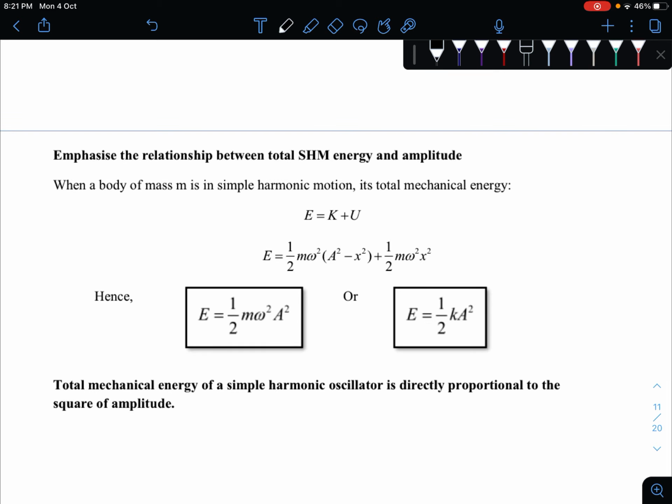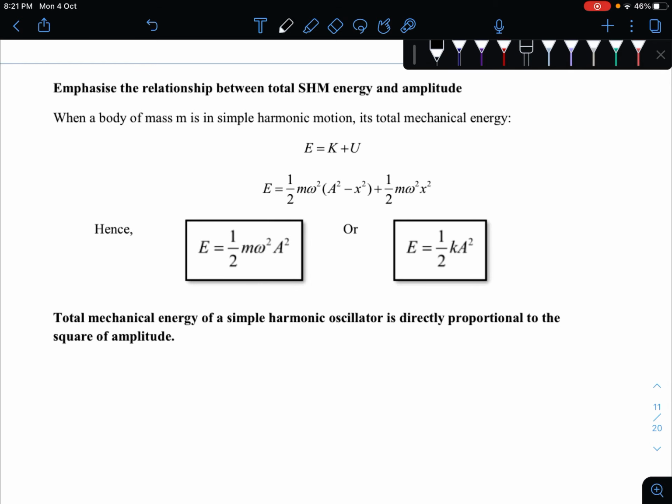Alright. Okay, next, this is another subtopic, which is to emphasize the relationship between the total simple harmonic motion energy and the amplitude. When a body of mass m is in simple harmonic motion, its total mechanical energy E is K plus U. K here is kinetic energy, U here is potential energy. You're going to substitute K, which we learned earlier is half m omega square times A square minus x square, and then add U, which is half m omega square x square, which we just derived.